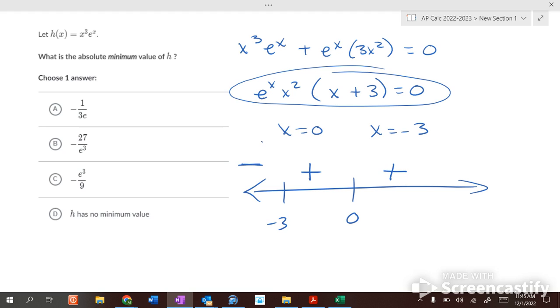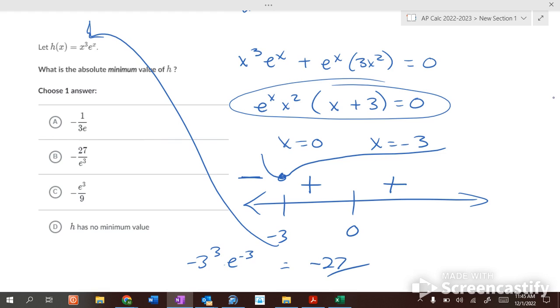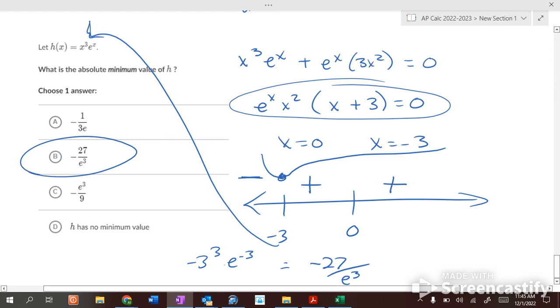So when it's going down and then it's going up and after that going up, this will be where the minimum occurs at negative 3, right? So what is the absolute minimum? Well, you stick negative 3 into here. It's negative 3 cubed e to the negative third. So it's negative 27 over e to the third, which is choice B.